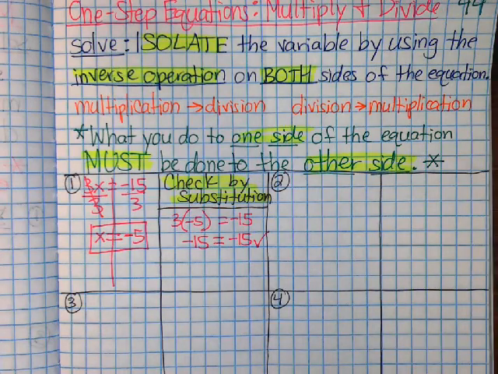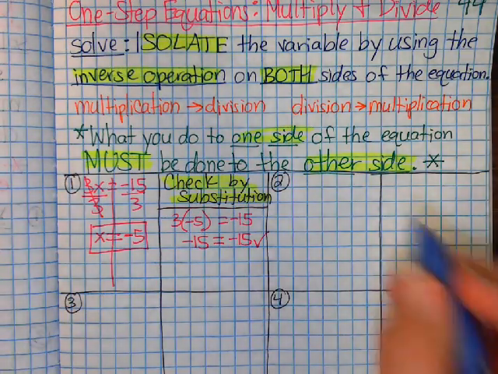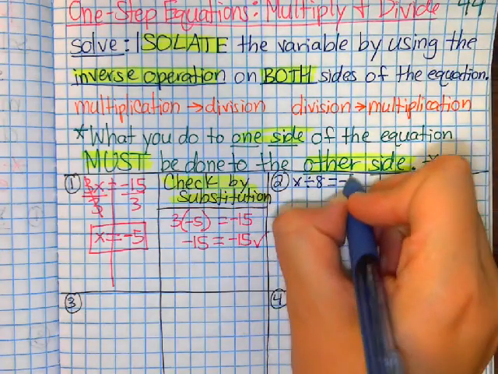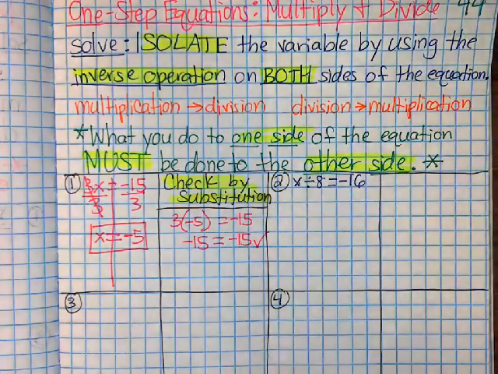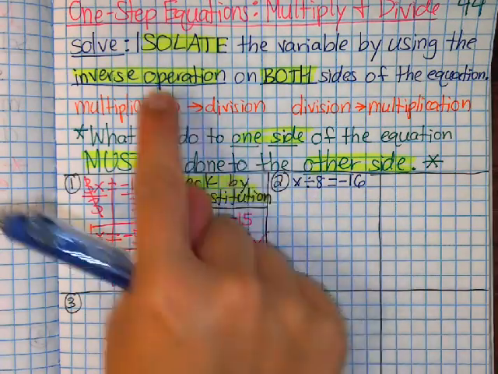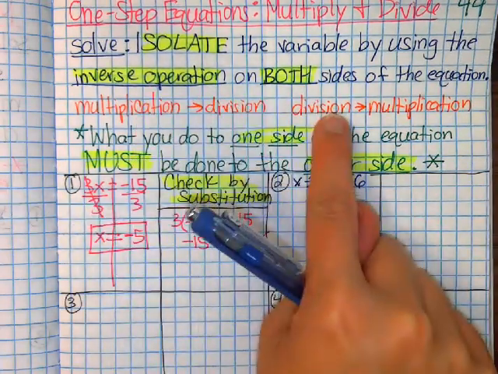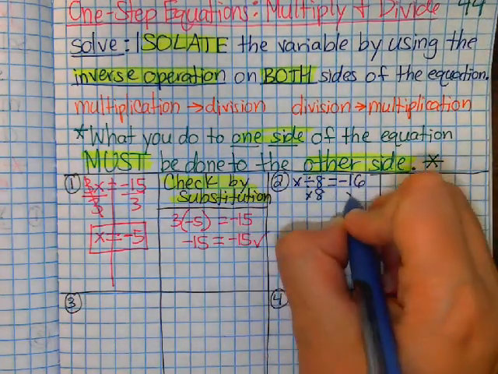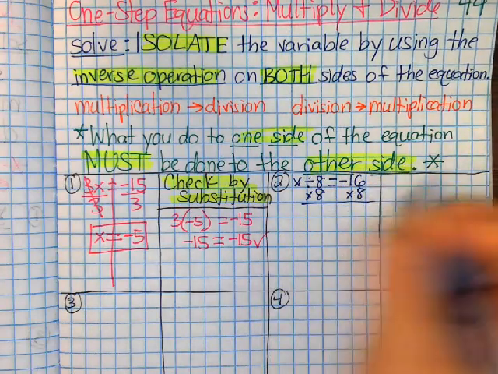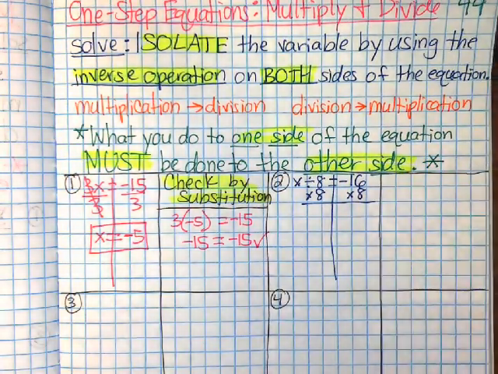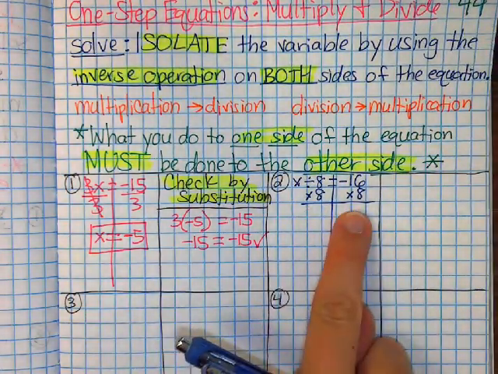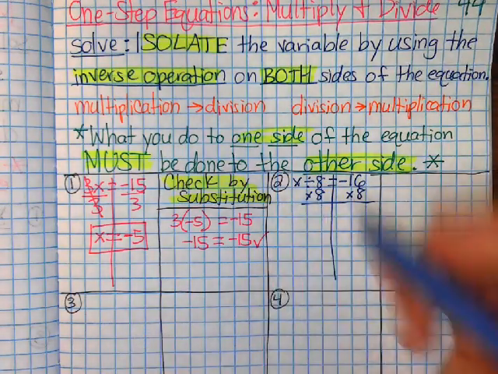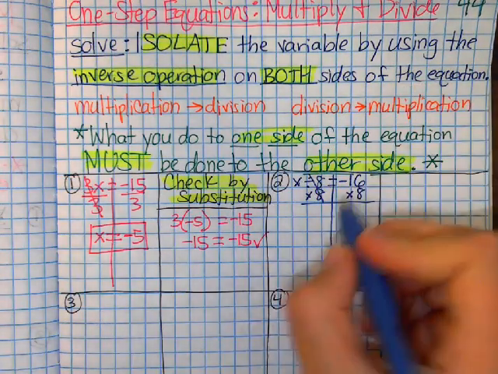Number 2. X divided by 8 equals negative 16. I have division. I need to do my inverse operation, and the inverse of division is multiplication. So I'm going to multiply both sides by 8. Don't forget to draw your line straight down so that you remember what you do to one side, you have to do to the other. If I'm dividing and multiplying, those cancel each other out. I bring down my x.